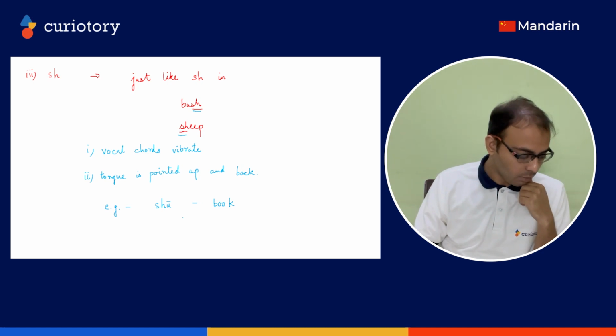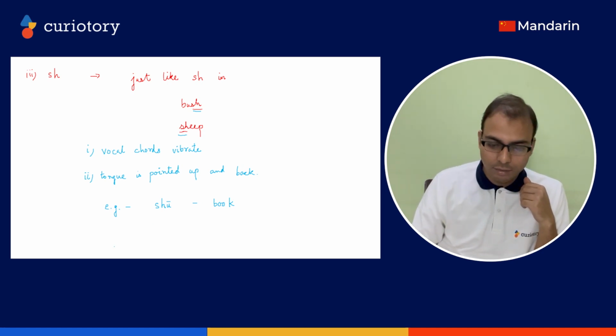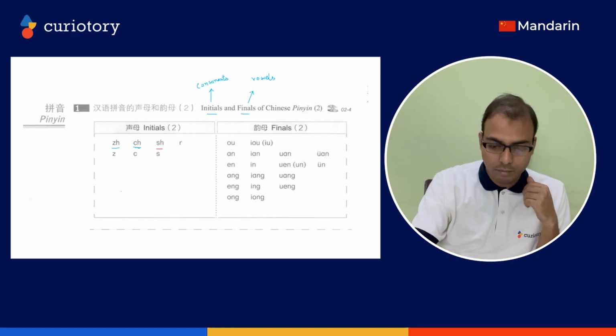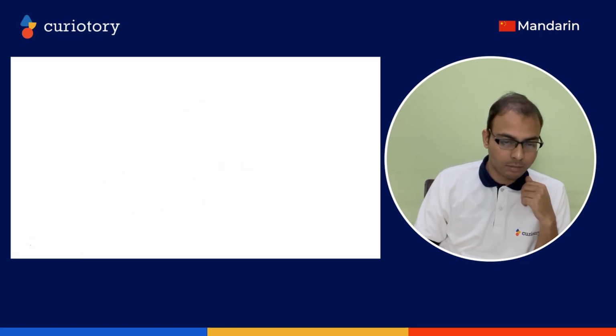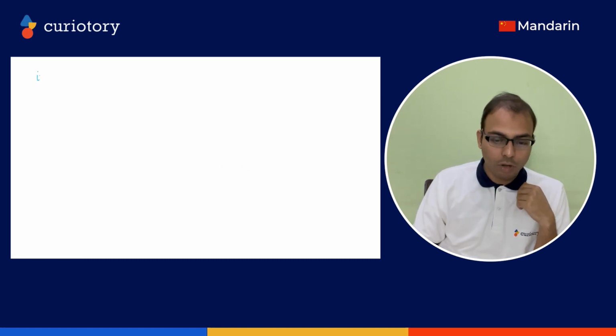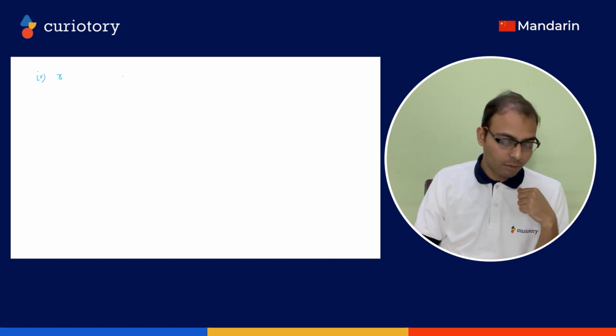Now the next initial which we are going to learn here is R. R is relatively easy. There are no particular rules. Let's take two examples to make it more clear.